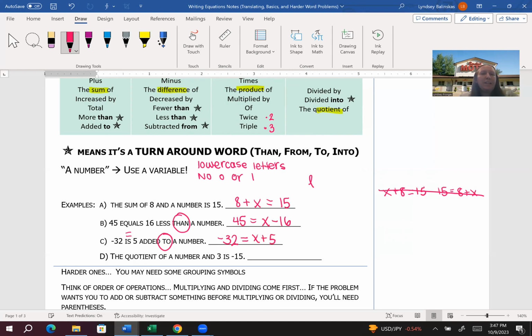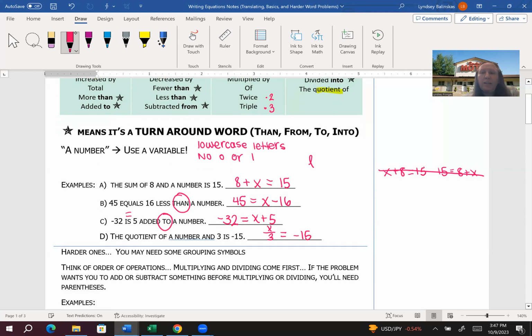And then finally, D, the quotient of a number and 3 is negative 15. Quotient is division. Okay, we are not going to use the little division symbol anymore though. We are going to write it as that fraction with the fraction bar. So for this one, no turnaround words here. So number and 3 would be x over 3 equals negative 15.